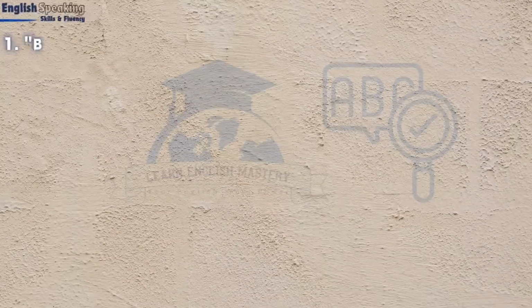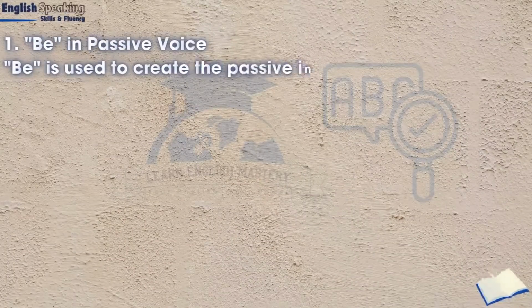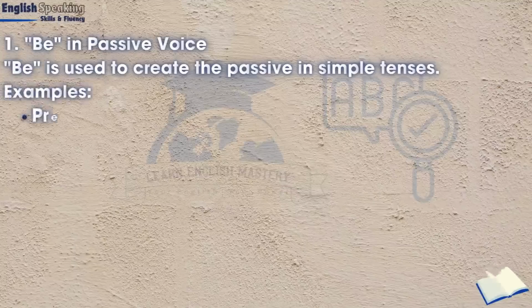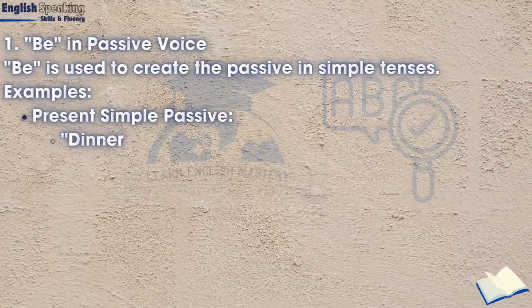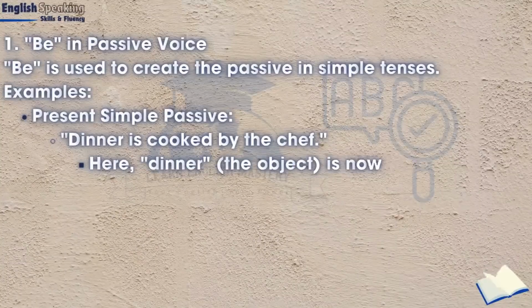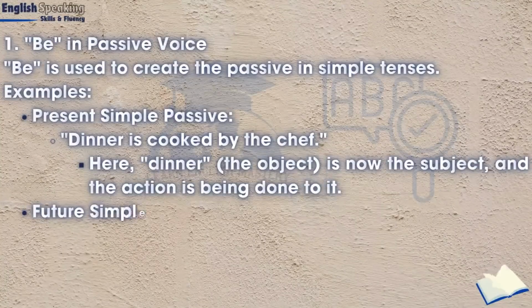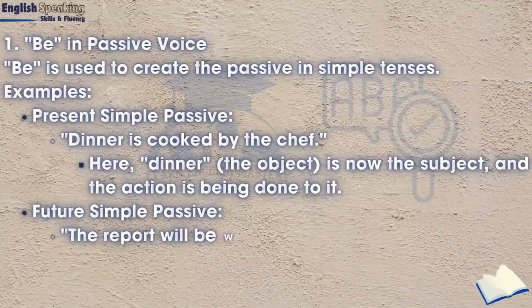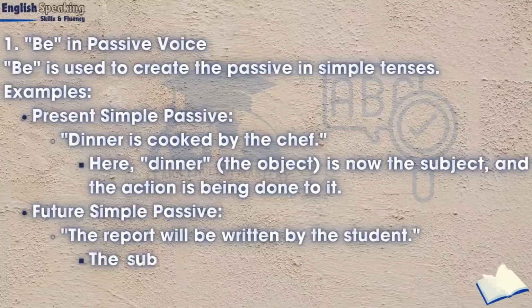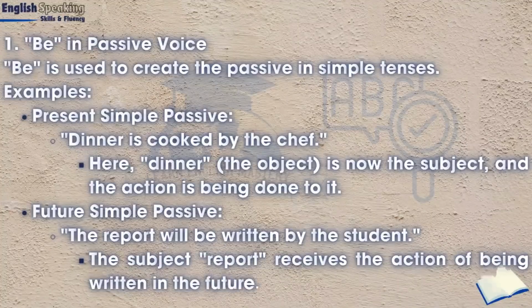1. Be. In passive voice, be is used to create the passive in simple tenses. Examples: present simple passive, dinner is cooked by the chef. Here, dinner, the object, is now the subject, and the action is being done to it. Future simple passive, the report will be written by the student. The subject, report, receives the action of being written in the future.